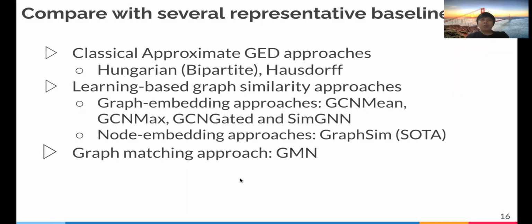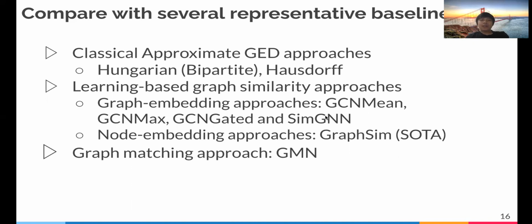So we compare our approach against several classical algorithms, including the approximate bipartite algorithms, Hungarian and Hausdorff. For learning based, we consider the graph similarity approaches which are based on the graph embeddings, where the graph embedding is created based on the invariant mean, max, and gauge functions of the node embeddings. And also the state-of-the-art method in this category called SimGNN.